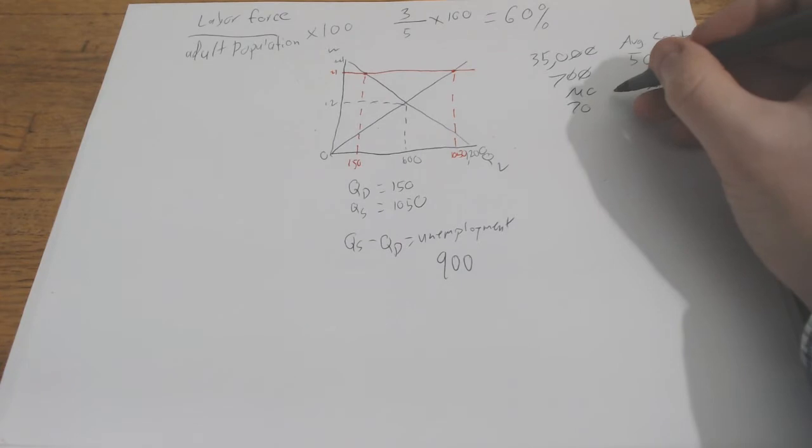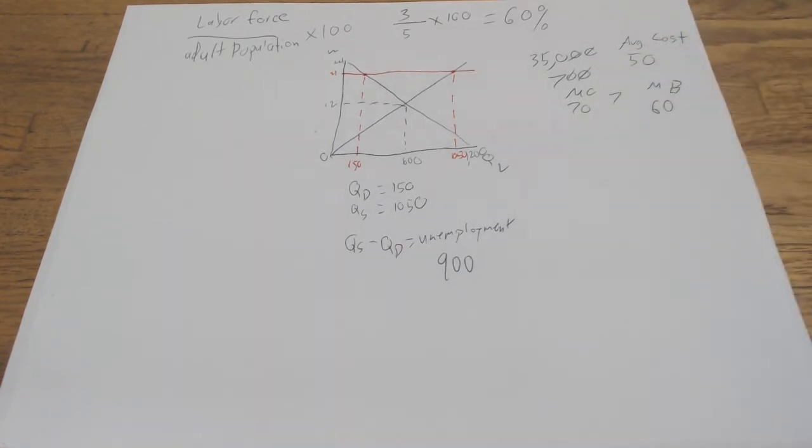So the marginal cost is greater. We don't want to make that decision. We don't want to make the 701st calculator.